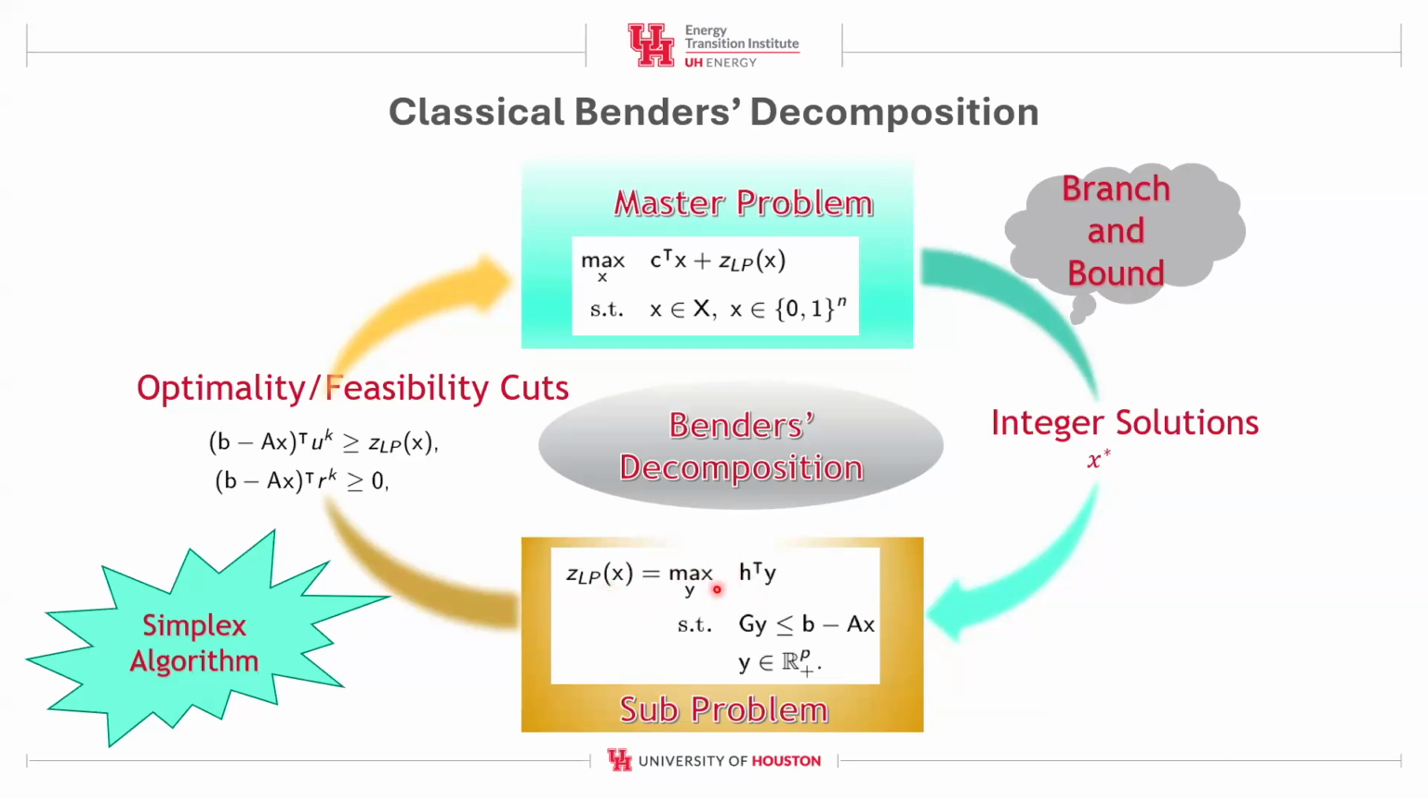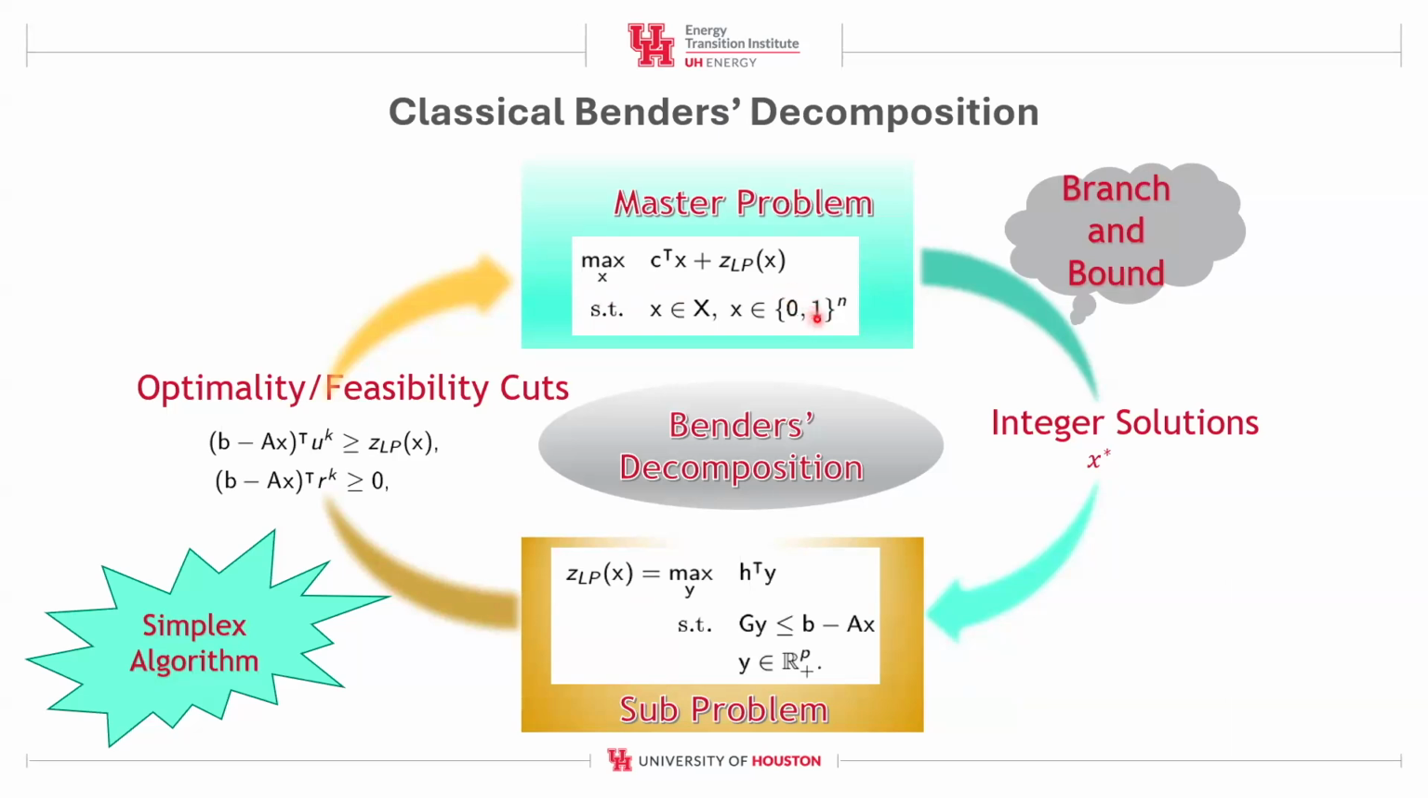Once we solve the subproblem, we can verify whether the integer solution is the optimal solution or not. If it is not, then we can generate the optimality cut or feasibility cut. We put this cut back into the master problem, and then we resolve the master problem. When we resolve it, we cut off the previous solution and get a better solution. By using this iterative process, we can cut off all the non-optimal solutions and get the global optimal solution. So this is the Benders decomposition.